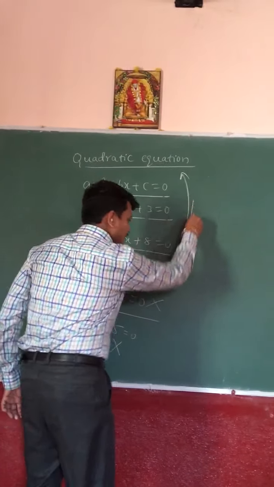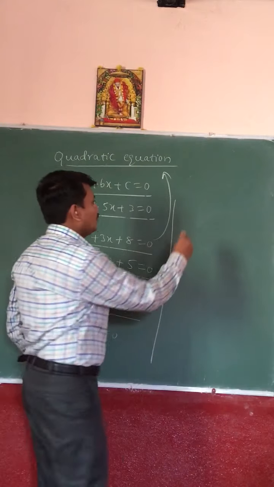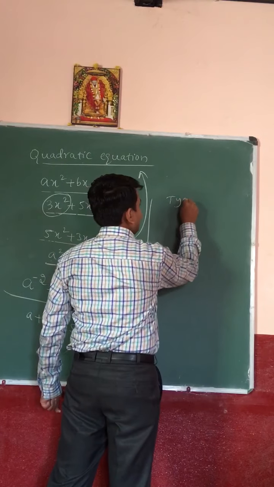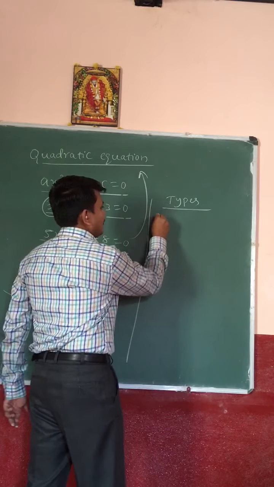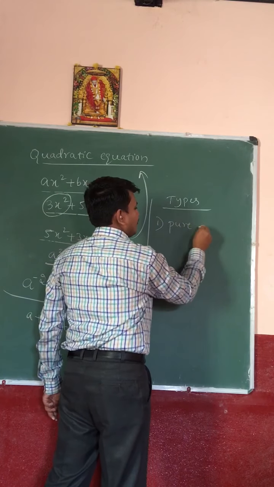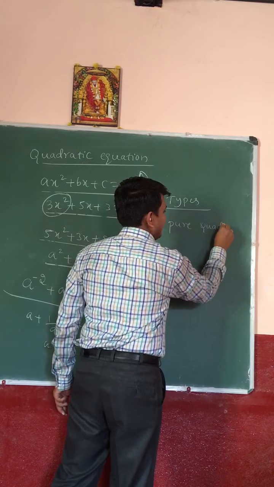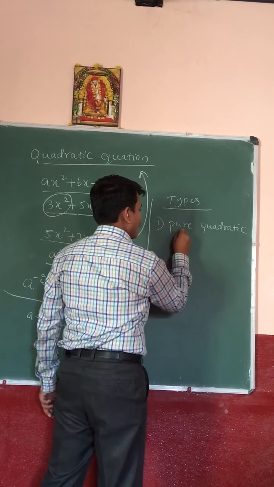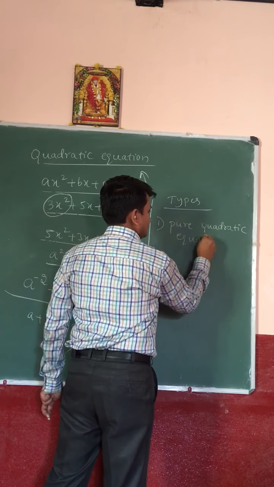In quadratic equations, we have two types. Two types of quadratic equation. Number 1, pure quadratic equation.